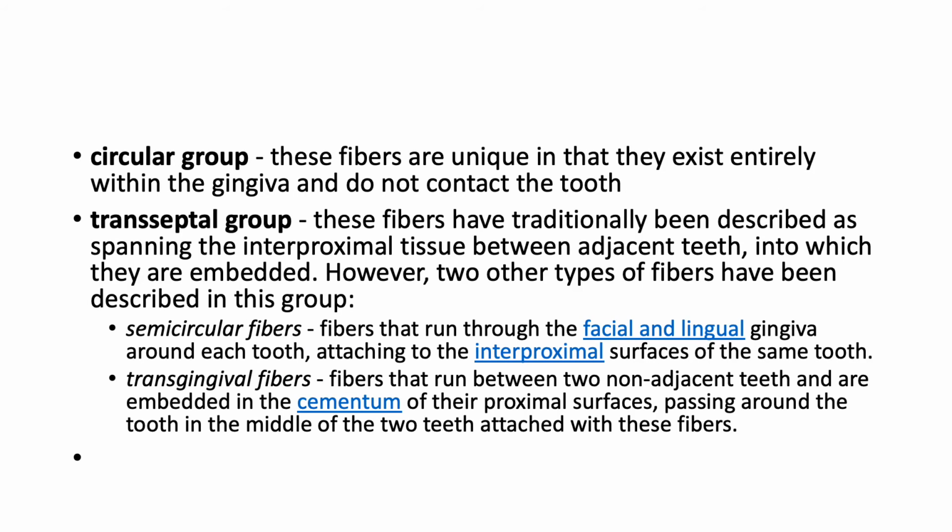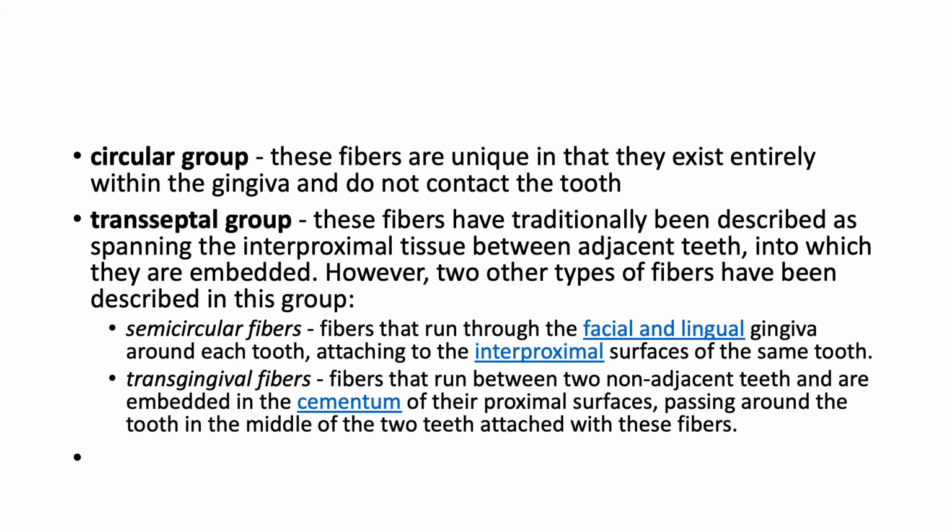Circular fiber. These fibers are unique in that they exist entirely within the gingiva and do not contact the teeth. Transseptal fiber. These fibers have traditionally been described as spanning the interproximal tissue between adjacent teeth into which they are embedded. However, two other types of fiber have been described in this group.